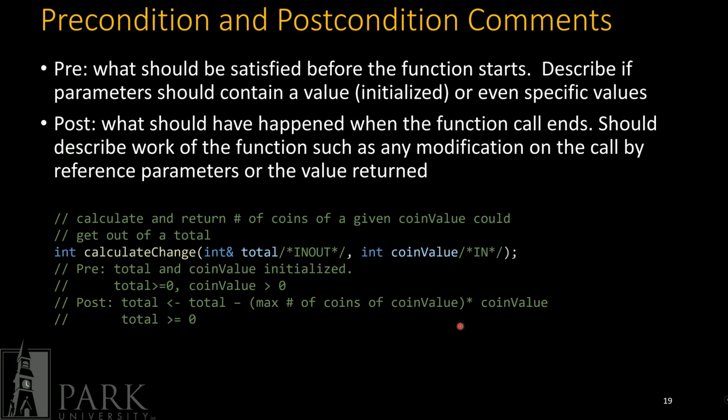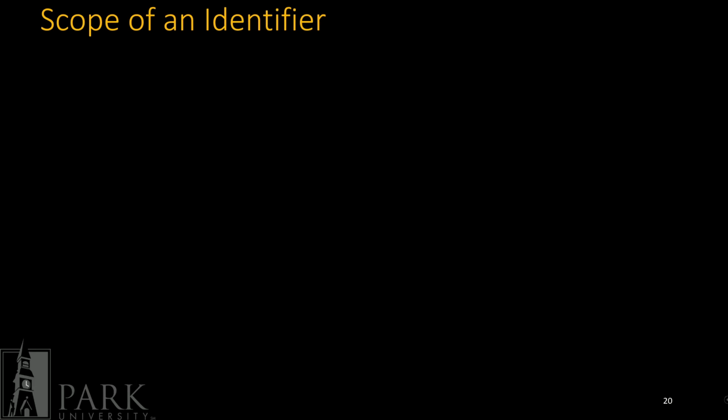Together, the pre and post conditions should help you understand better what the function does. When you're thinking about the structure of your program, you also need to think about the lifetime or the scope of the identifiers that you will be using. The scope of the identifier determines where in the program that identifier is accessible.